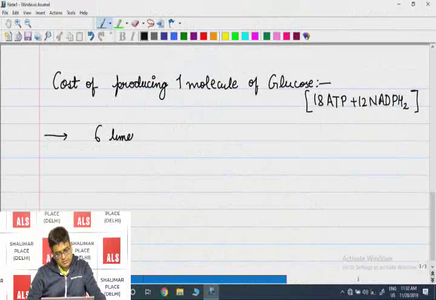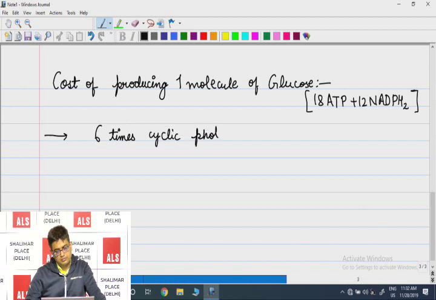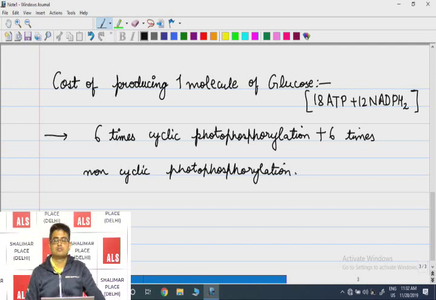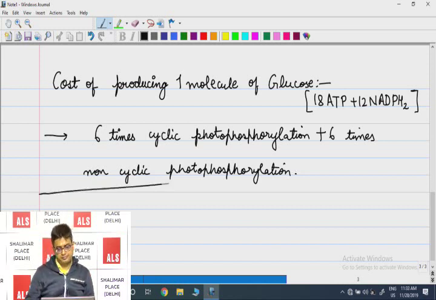6 times cyclic phosphorylation and 6 times non-cyclic photophosphorylation. Okay. All right. So this part is clear to everybody.